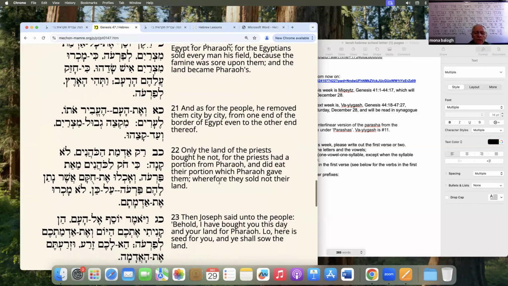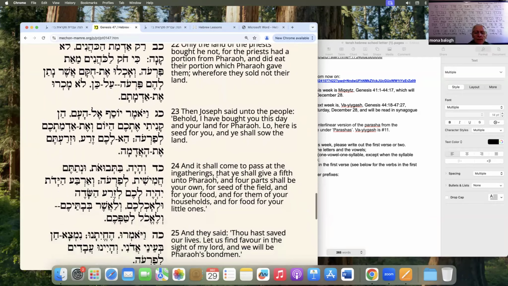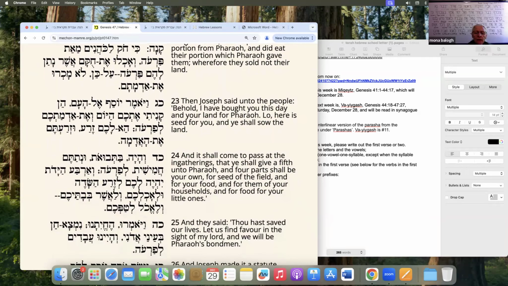Then Joseph said to the people, "Behold, I have bought you this day and your land for Pharaoh. Lo, here is seed for you, and you shall sow the land. And it shall come to pass at the ingatherings that you shall give a fifth to Pharaoh." There's the tithe. It's a fifth, 20%. It's a lot more than a tenth, which would be a tithe. "And four parts shall be your own, for seed of the field, and for your food, and for them of your households, and for food for your little ones."